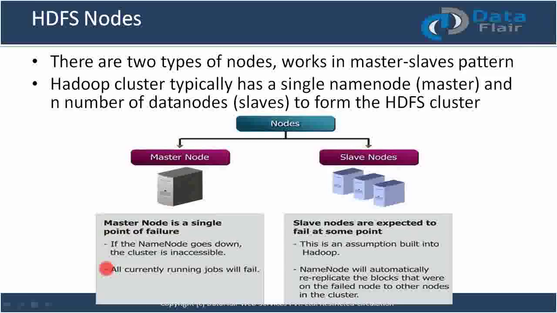Now, on the other hand, slave nodes are expected to fail at some point. Hadoop has this assumption pretty clear: since I have thousands of slaves, there are chances that a few nodes or slaves will fail. That's why this assumption is built into Hadoop. The name node will automatically re-replicate the blocks that were on the failed nodes to other nodes in the cluster.